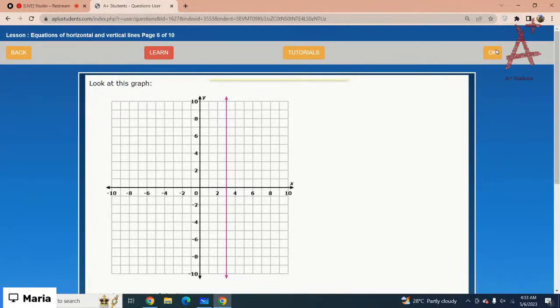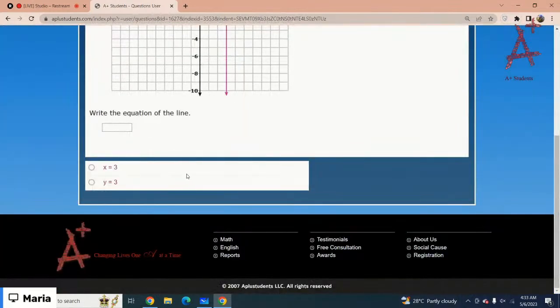Okay, look at this line. So what is the equation of the line? The line is parallel to the y-axis. The point is on the x-axis. So it would be x equals 3. The equation of the line is x equals 3.